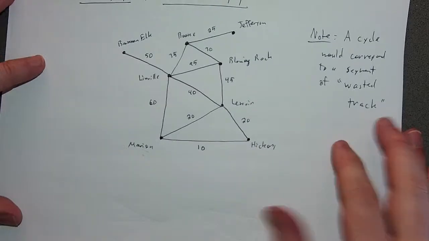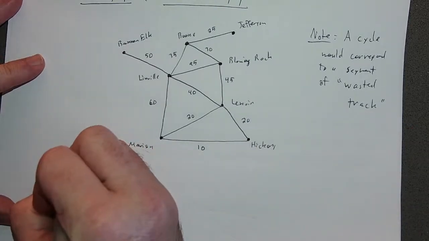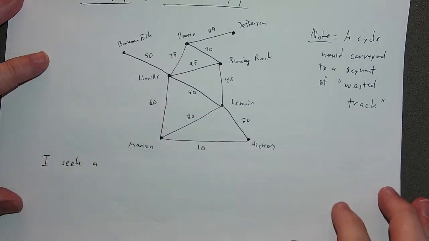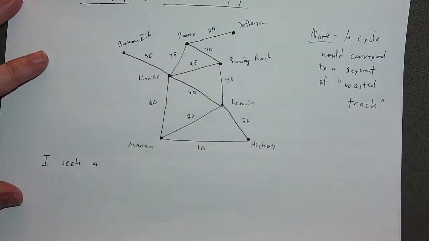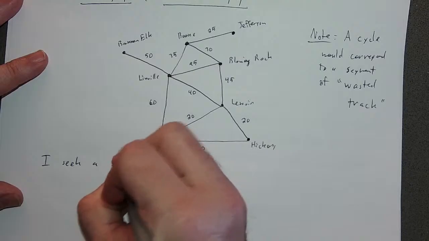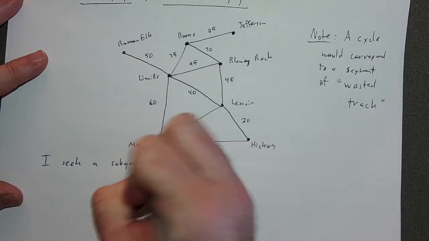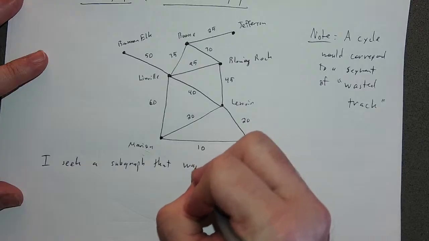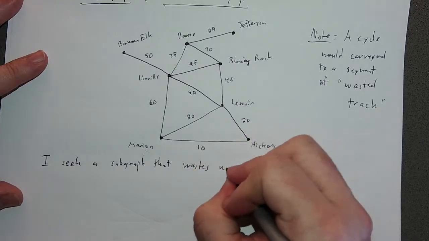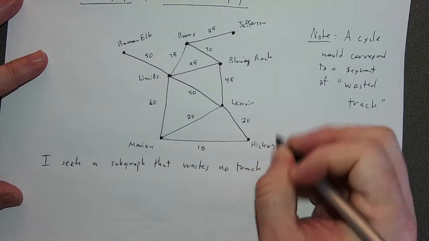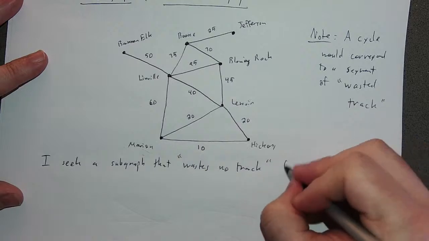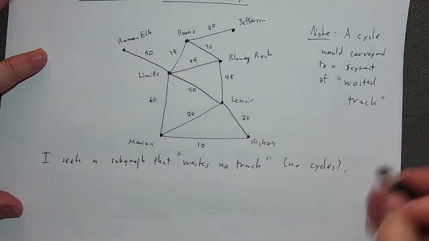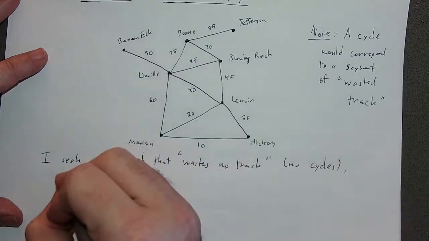So then what do I seek? I seek a, we'll say, subgraph here that wastes no track. So this means no cycles. Connects all cities.